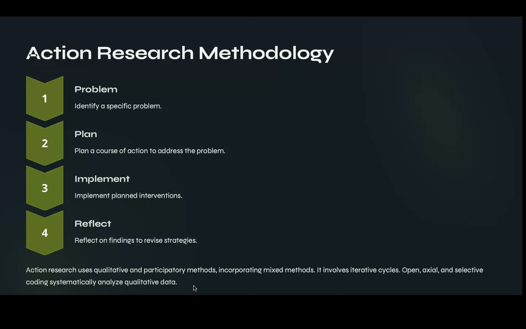What methodology is used in an action research study? Action research typically follows a qualitative, practical methodology, often incorporating mixed methods that involve cycles of one, identifying a problem, two, planning a course of action, three, implementing interventions, four, observing and collecting data, and five, reflecting on findings and revising strategies for further improvement. Action research uses qualitative and mixed methods.